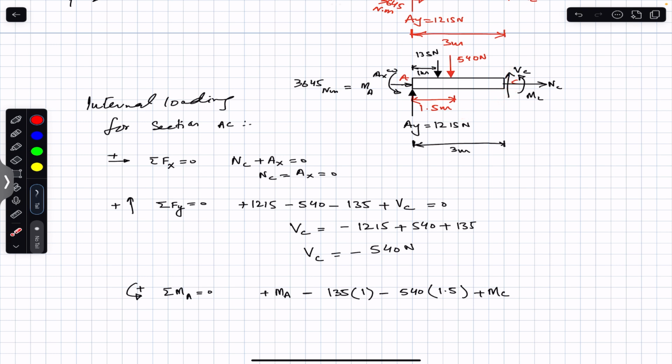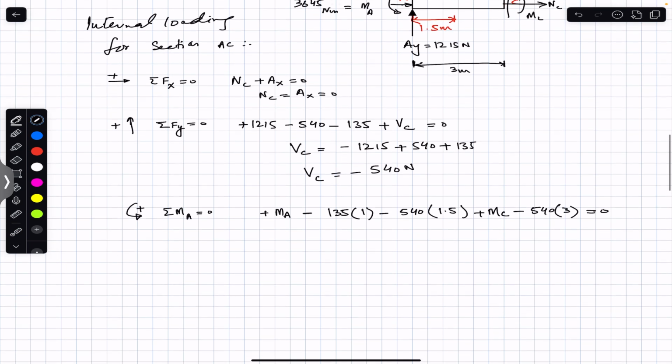So if you have considered the moment about point A, then we must consider these forces as well for finding the moment. So we want to find MC, and we see that Vc, which is actually acting in the downward direction, is going to produce the clockwise moment. So I will write minus 540, the magnitude of Vc, multiplied by the perpendicular distance of this Vc from end A, which is 3 meters. So we will multiply this with 3. So this is equal to 0.